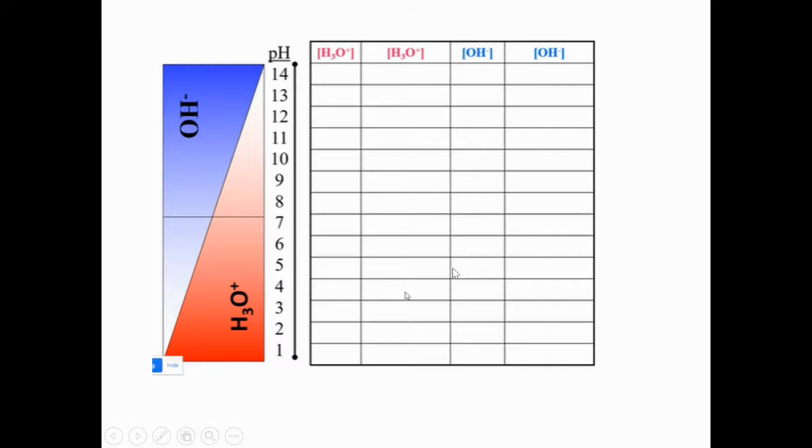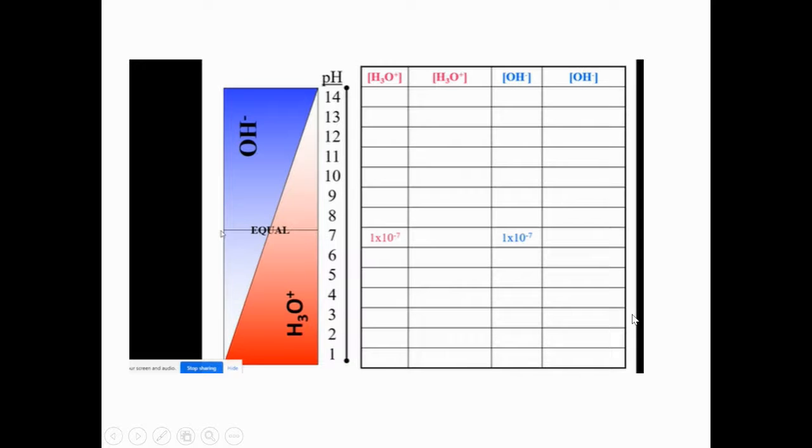So we're going to look at pH and the concentrations of hydronium ion and hydroxide ions that are present. For whole number pHs, we're going to get 1 times 10 to the minus something as our H3O concentration. So pH 7, absolutely neutral. H3O, 1 times 10 to the minus 7th. Hydroxide, 1 times 10 to the minus 7th. So the OH and the H3O concentrations are equal to one another.